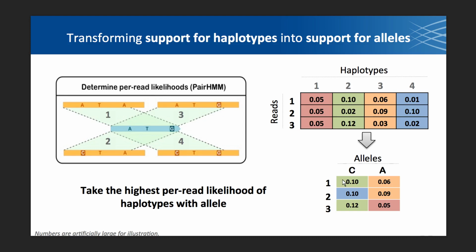And then we do the same thing for the second allele at that position. So allele A is seen in haplotype 1 and haplotype 3. If we compare those values, we see that the greater value comes from haplotype 3, so we copy that value. And then we do the same for the other reads, and that's the way that we can break down these haplotypes, which may contain many variants, into a site-by-site likelihood matrix.